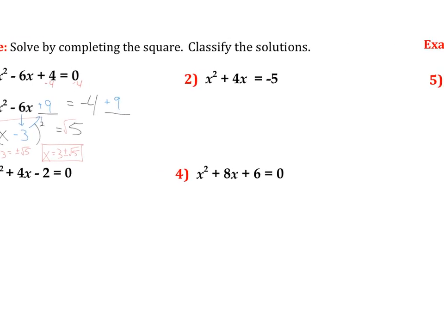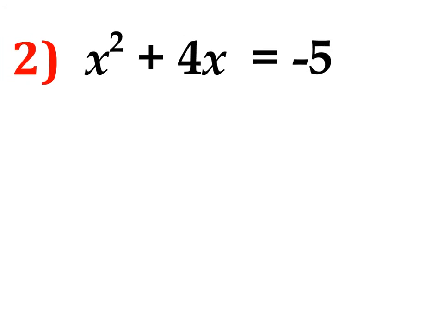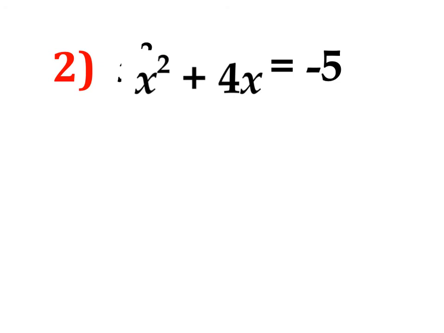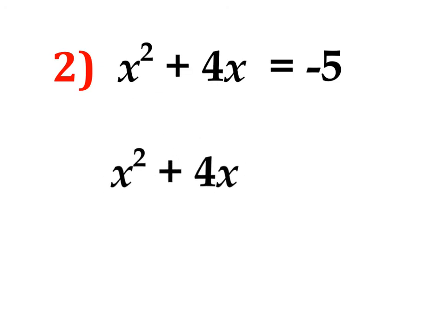Next step, number dos. That's Spanish for number 2. I've got x squared plus 4x equals negative 5. I want to solve this thing for x. Well, just like before, what I'm going to do is take the quadratic term and the linear term and keep those on the left-hand side of the equal sign. The constant, or plain old number, I want over on the right-hand side.